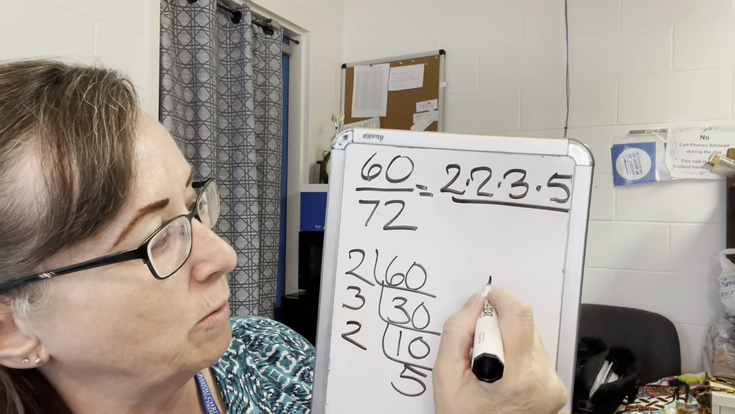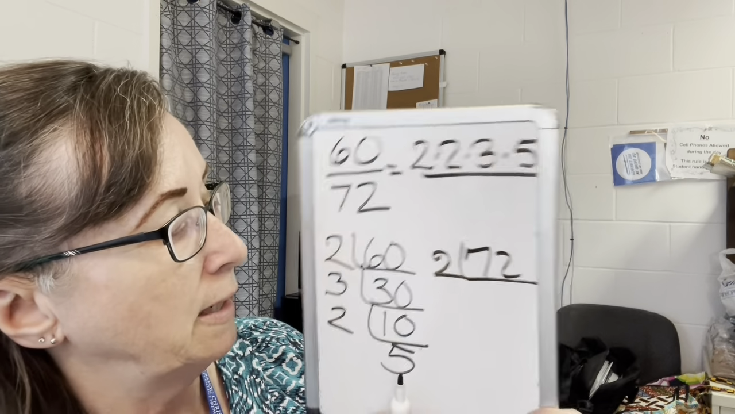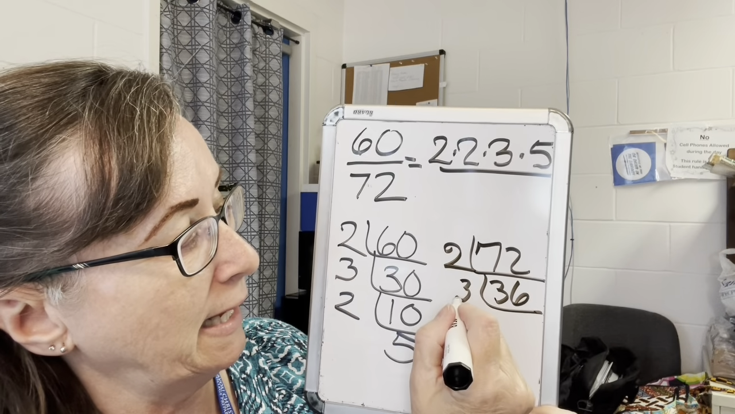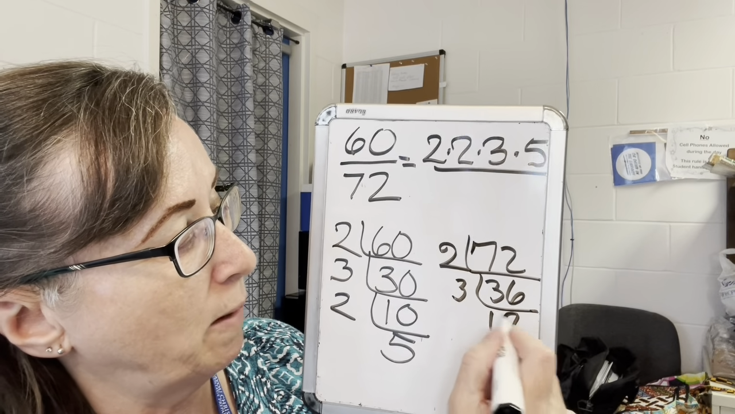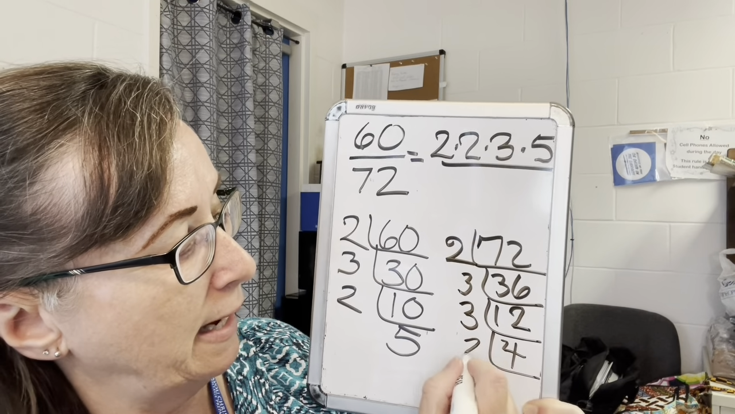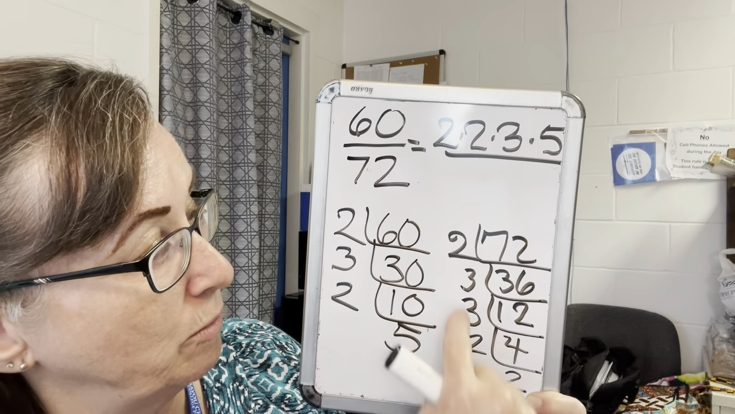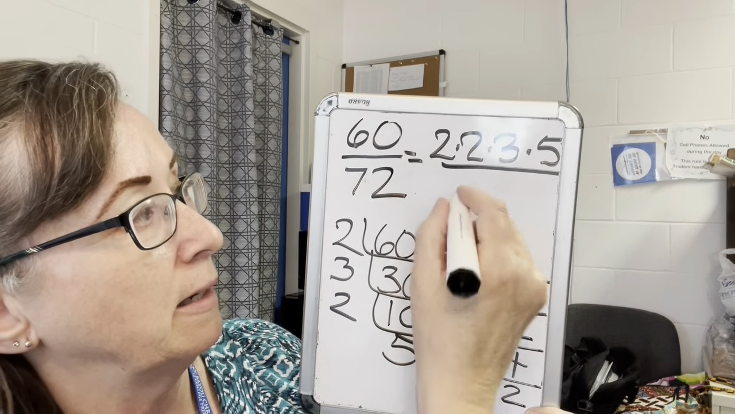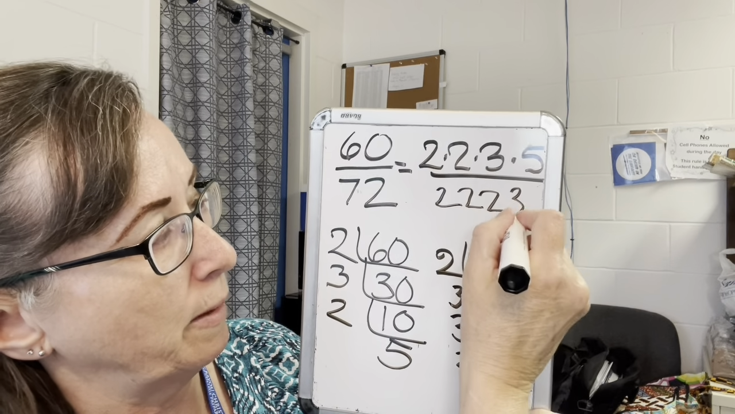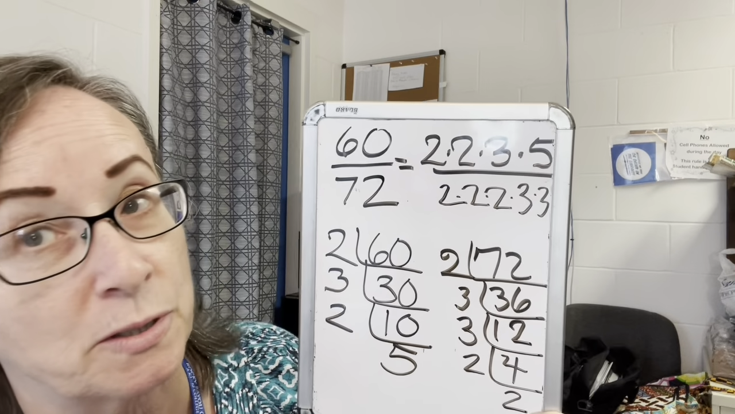Okay, so now we're going to factor 72, which also has a 2, leaving me with a 36. Divide by 3, and I'm going to get a 12. Divide by 3, and I'm going to get a 4 and a 2 and a 2. So again, I'm going to go 2, 2, 2, 3, 3. And all of those have little times in between them.